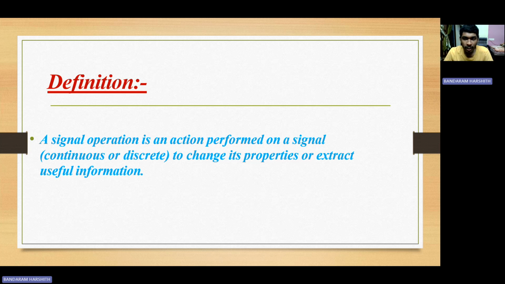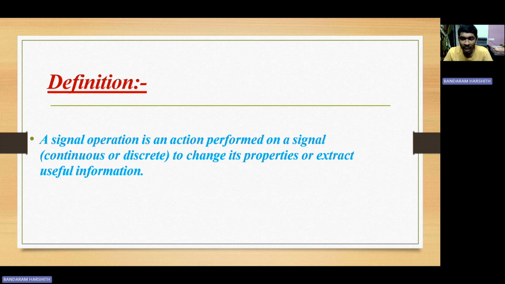Now, let's discuss the basic definition. What is meant by operations on signals? A signal operation is an action performed on a signal. It may be continuous or discrete, to change its properties or extract useful information.